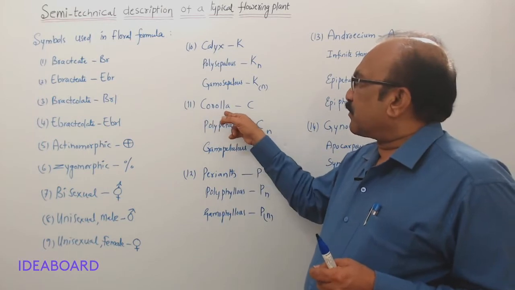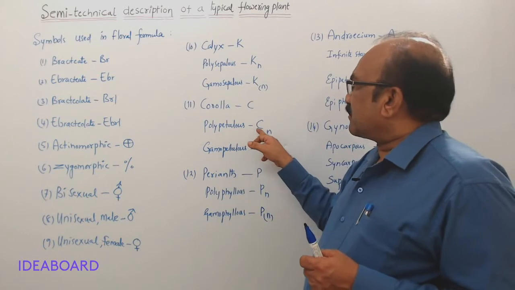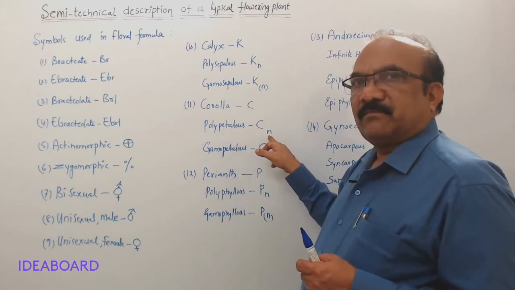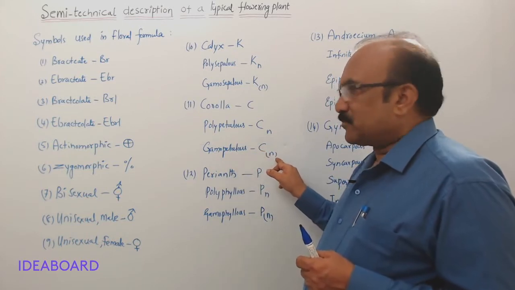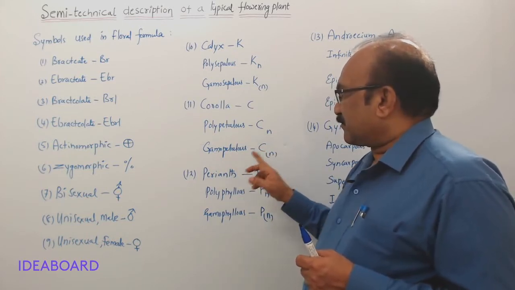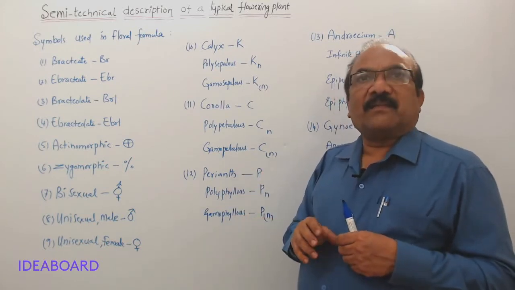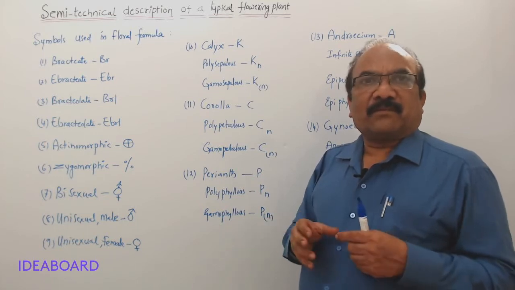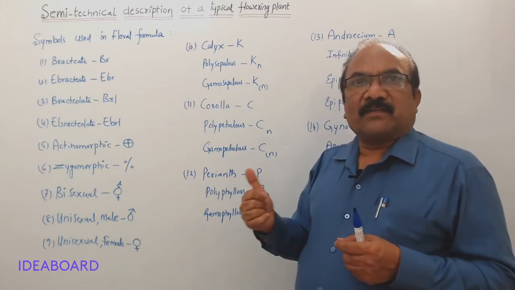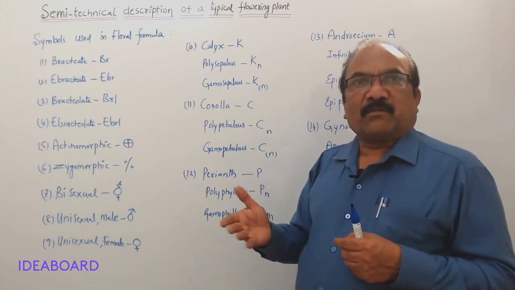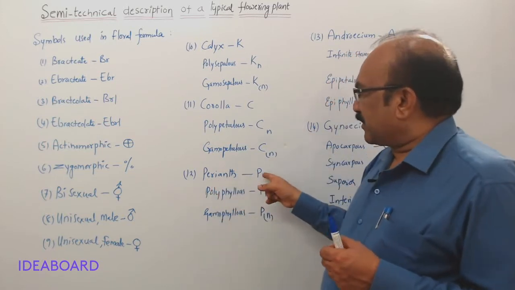Now come to the corolla. The symbol is C, and polypetalous, when petals are free, you can see here C n. Gamopetalous, so C n in brackets. Gamopetalous means united petals. Suppose we can't differentiate calyx and corolla in a flower because of the similar color, then what term do we use? Perianth, as in the case of the Liliaceae family. In most monocots you will find the same condition. That is called perianth, and the symbol for perianth is P.